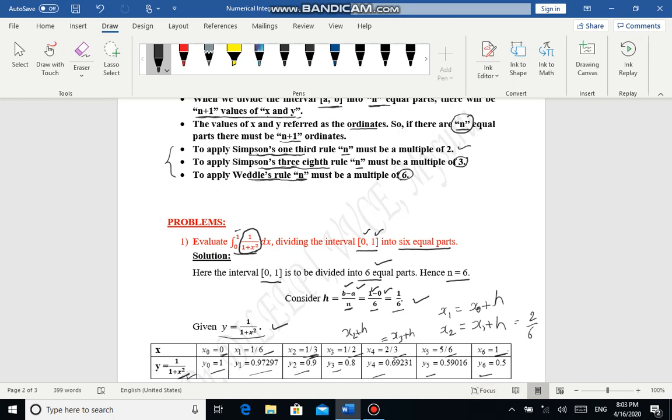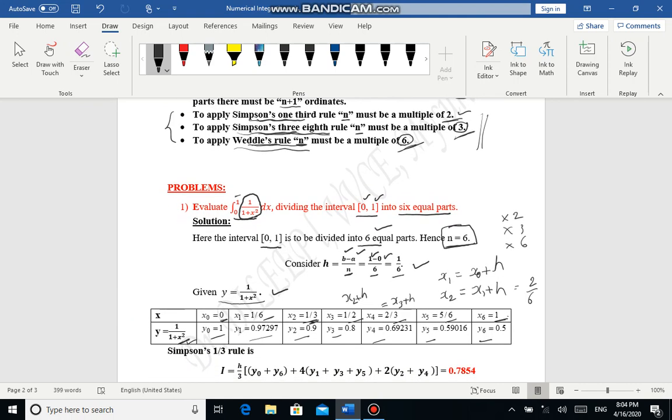Now observe, n is equal to 6 and I gave the condition: to apply the 1/3 rule, n must be a multiple of 2; to apply the 3/8 rule, n must be a multiple of 3; for Weddle's rule, n must be a multiple of 6. So this 6 is a multiple of 2, 3 and 6, so we can apply any method. In this problem, I will explain all three methods.